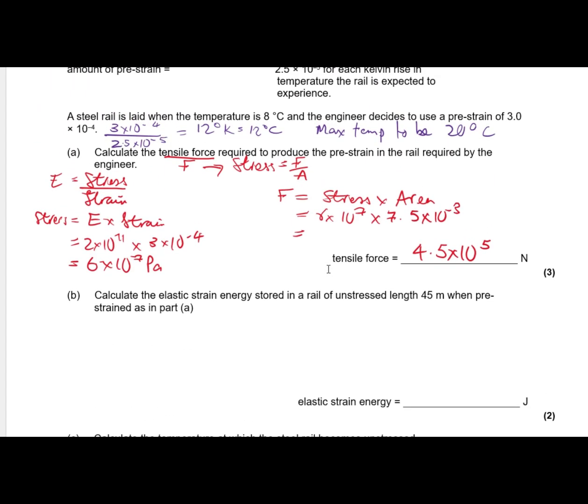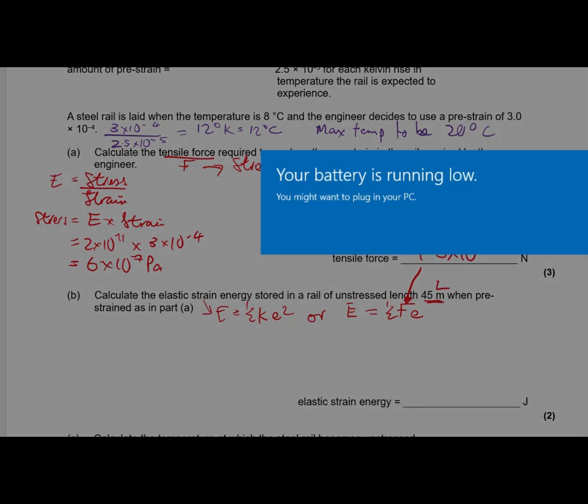Calculate the elastic strain energy stored in a rail of unstressed length 45 meters. So strain energy, what do we know? Strain energy is equal to a half k extension squared. I'll just use E for extension, or you could use energy is equal to a half F E. Now we haven't got a spring constant, but we've just worked out the force, so maybe we could do it that way. First of all, we've got to work out the extension. We've got the length, 45. We need the extension.